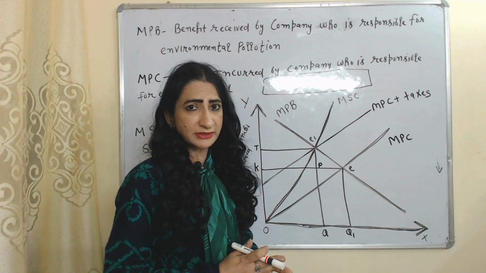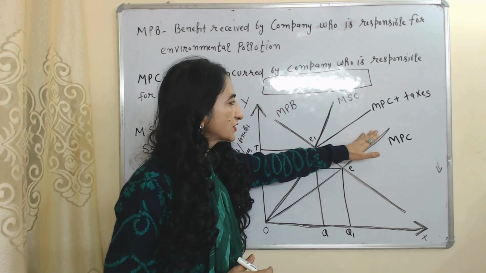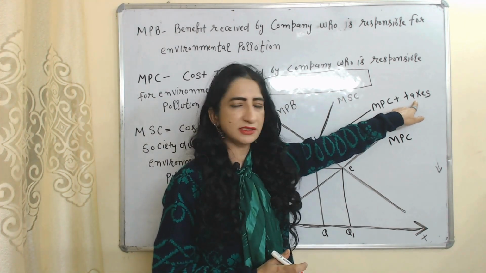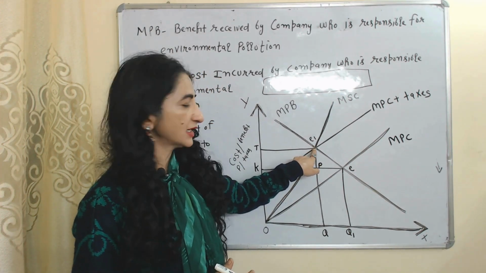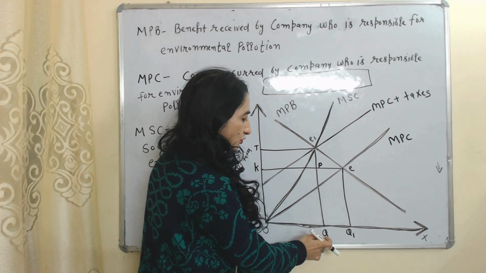As government imposes taxes, the cost of the company will increase. As a result, the cost curve will shift upward. This is the new cost curve of the company, which includes taxes also. And the new equilibrium point is E1. Here you can see output has reduced from Q1 to Q.